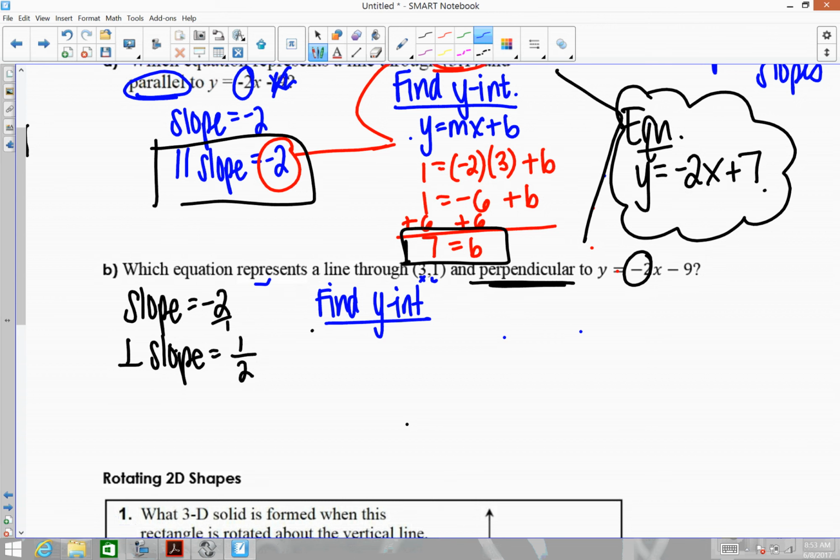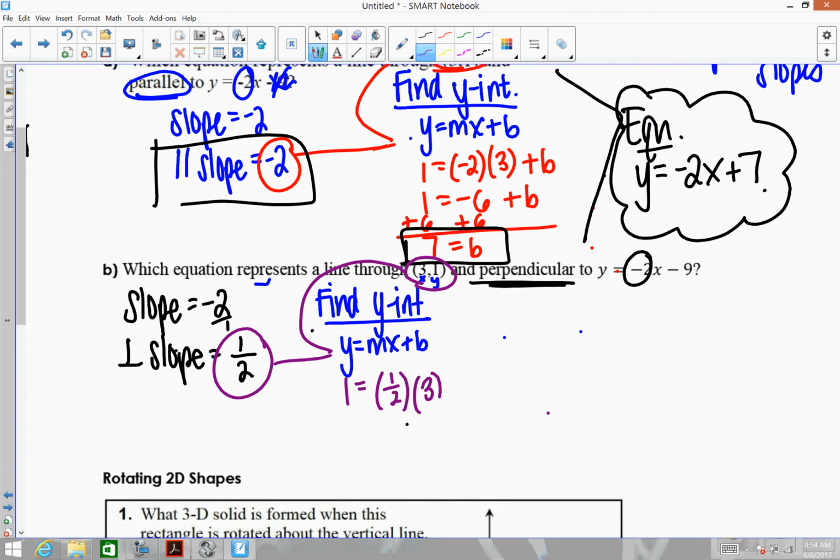Here's your x, here's your y. So you're going to use y equals mx plus b, and you're going to plug those things in. So I'm going to plug this in, and I'm going to plug this in. So it's going to be 1 equals 1/2 for the slope times x, which is 3, plus b.